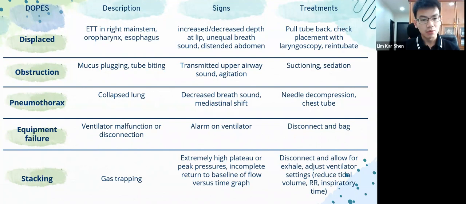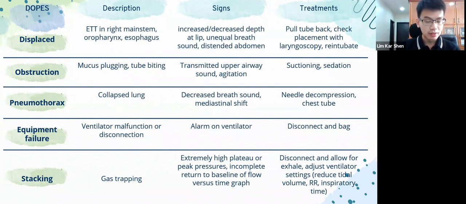Obstruction by mucus plugging, or the patient is biting. Signs are transmitted upper airway sounds and agitation. Solutions are suctioning and increasing the sedation. In pneumothorax, which is a collapsed lung, signs are decreased breath sounds, mediastinal shift, and tracheal deviation. Solution is needle decompression and proceeding with chest tube insertion.